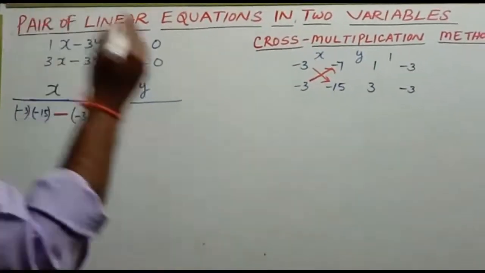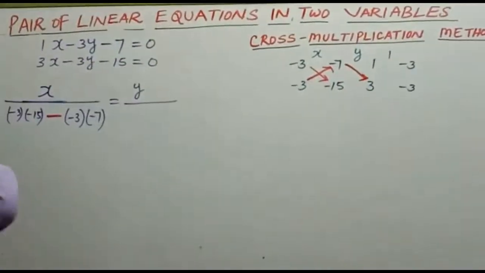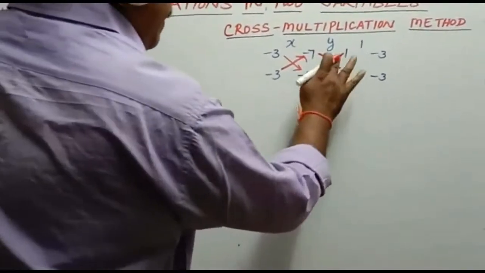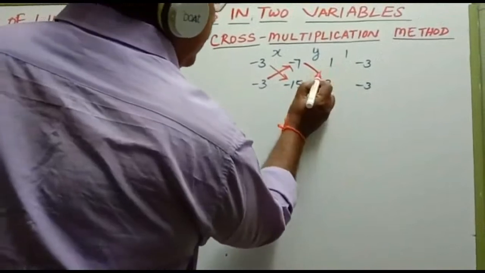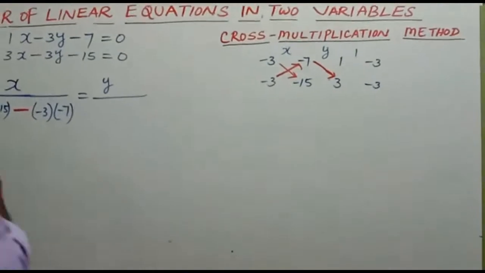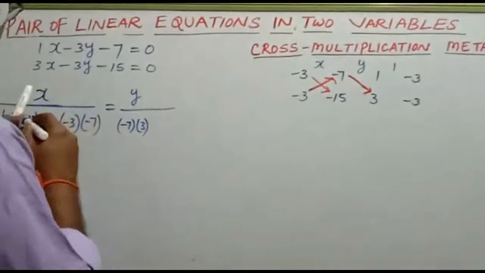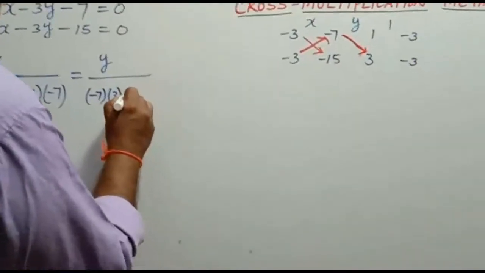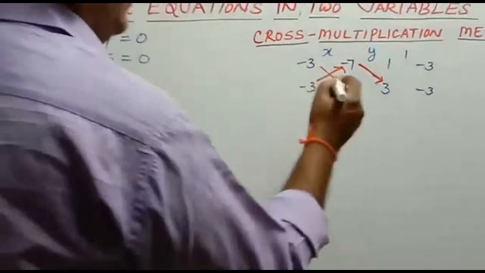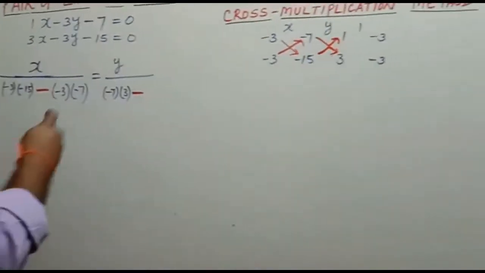Minus 7 into 3. And formula minus, minus 15 into 1.